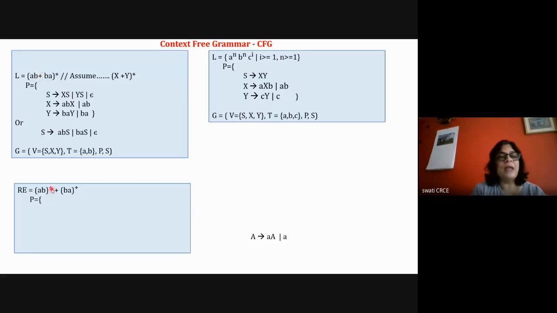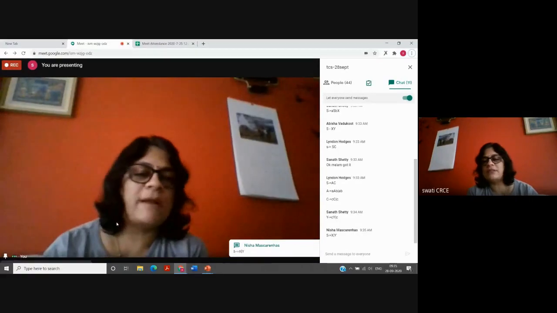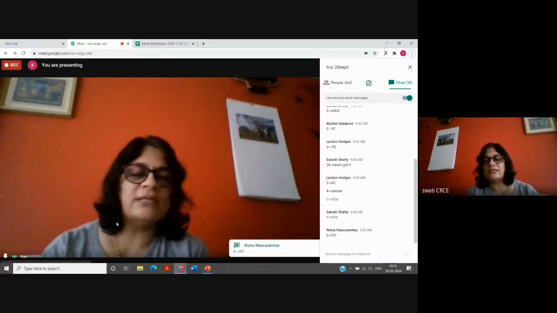This problem and this problem, they are different. Here the answer will be either AB, AB, AB, AB, AB many times or BA, BA, BA, BA. It cannot be AB, BA, BA, AB. Otherwise, it will become this. So it is either AB plus or BA plus. Correct. First, Nisha has answered correctly.